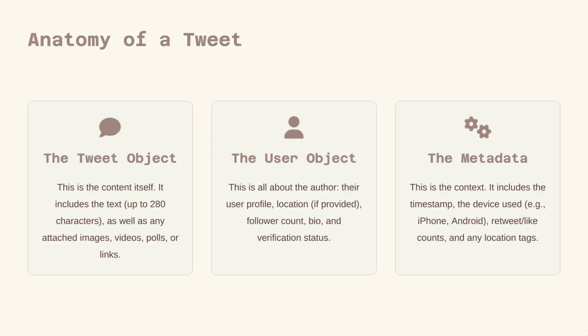The first, the tweet object, includes text, images, videos, posts, and links shared by the user. The user object is all about the author: their profile, location if provided, follower count, bio, and verification status. The last one is a little bit tricky, the metadata. This provides the context: the timestamp, the device used, and the engagement metrics like likes and retweets. Every single tweet contains all of these data points.